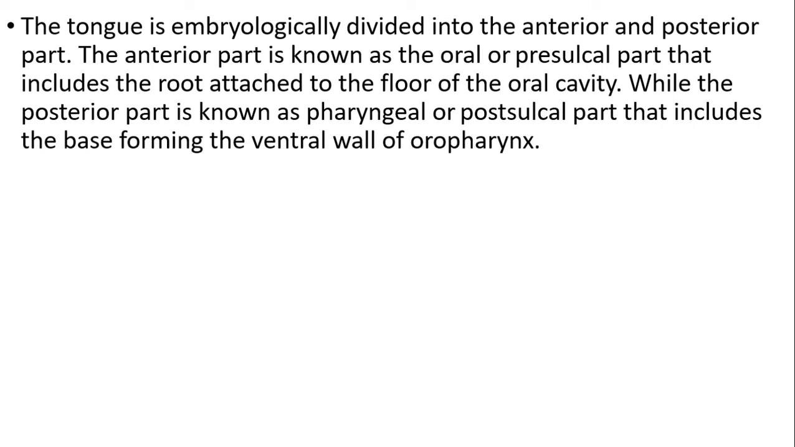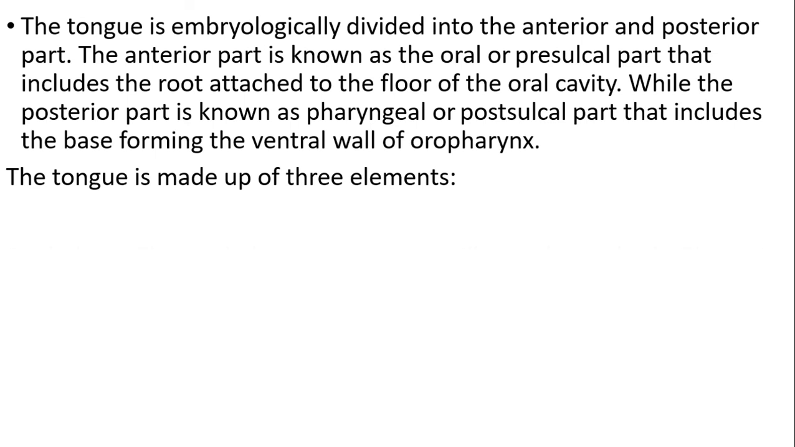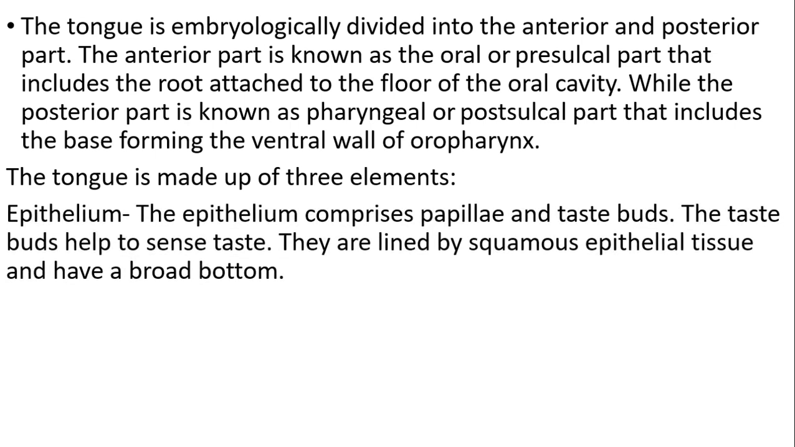The anterior part is known as the oral or presulcal part that includes the root attached to the floor of the oral cavity, whereas the posterior part is known as the pharyngeal or postsulcal part that includes the base forming the ventral wall of the oropharynx. The tongue is made up of 3 elements, that is epithelium. Epithelium comprises the papillae and taste buds. The taste buds help to sense the taste.